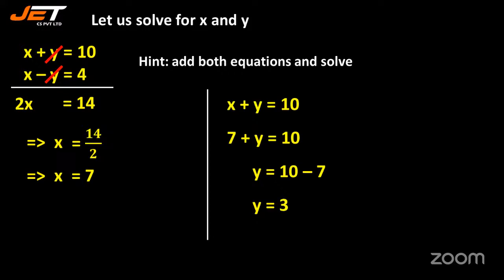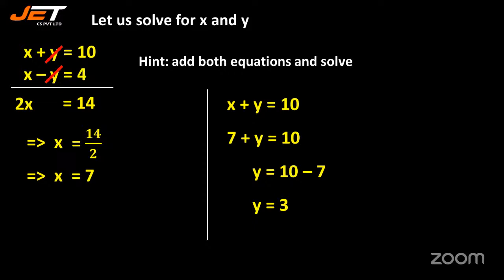With this 7, you can substitute in one equation. x plus y is 10. So you can put 7 instead of x. So 7 plus y is 10. Therefore, y is equal to 10 minus 7, which gives y is 3. So this is how we solve for x and y.